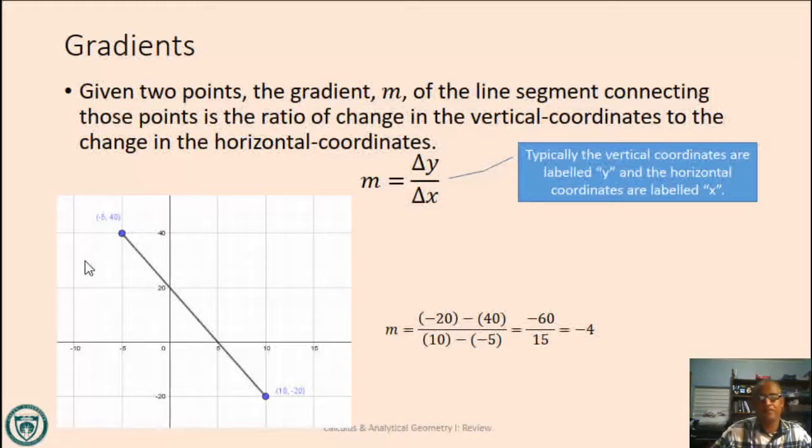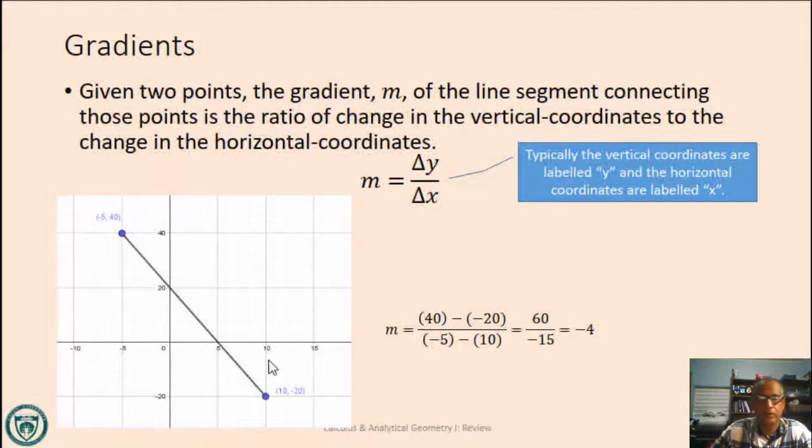Perhaps it would have been more in keeping with something that you would naturally do to call this one initial and this one final. For the most part, we pick the leftmost point as the initial and the rightmost as final. For the most part, that's not a rule. And so here the final value of y minus the initial value of y is minus 20 minus 40. Be careful, the final y value is minus 20 and the initial y value is 40. And then here we have the final value of x is 10 and the initial value of x is minus 5.